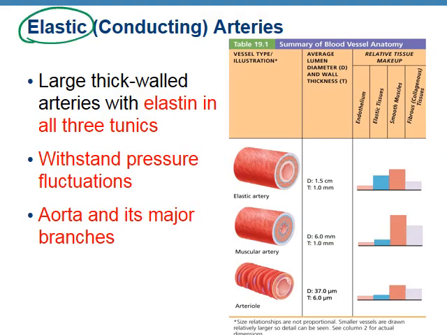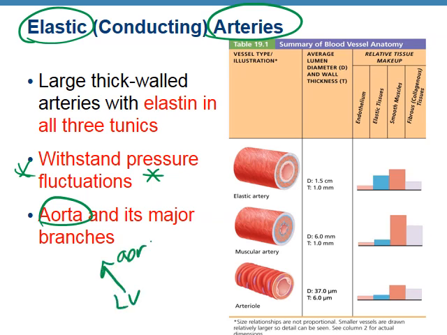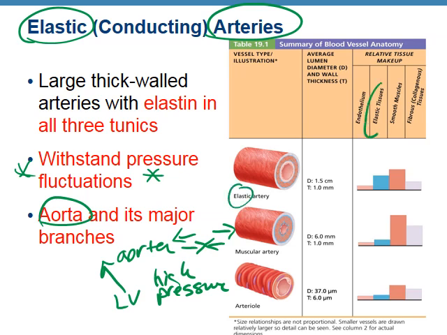So the first type of artery we're going to talk about is elastic artery, and the one we're the most familiar with is the aorta. And this can withstand pressure fluctuations. So remember, your left ventricle is going to push blood into your aorta, and it's under high pressure. So your aorta has to be able to expand, and then it has to be able to contract. So remember, that's the elastic tissue.